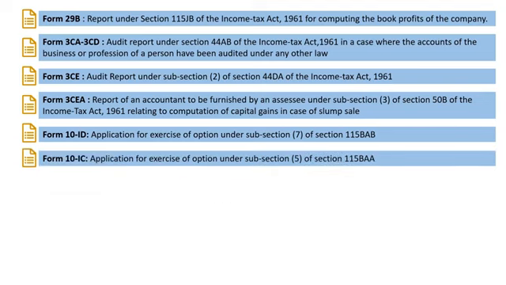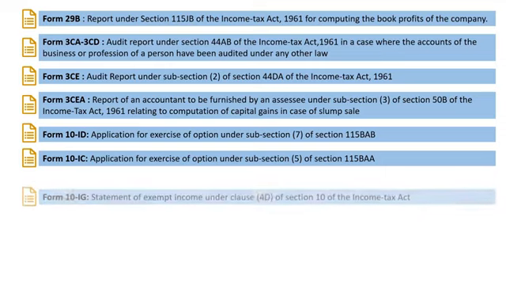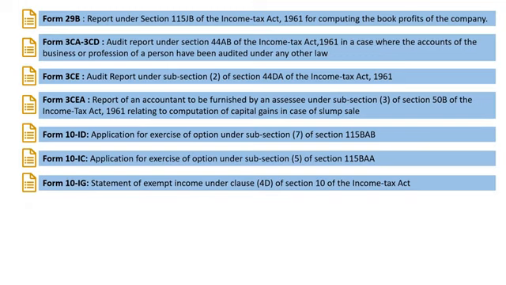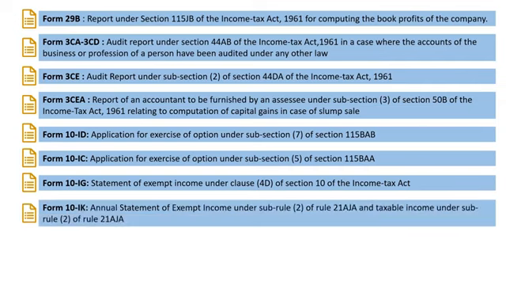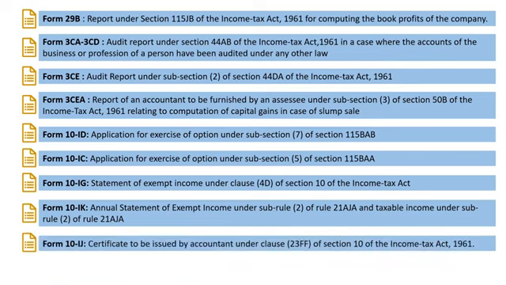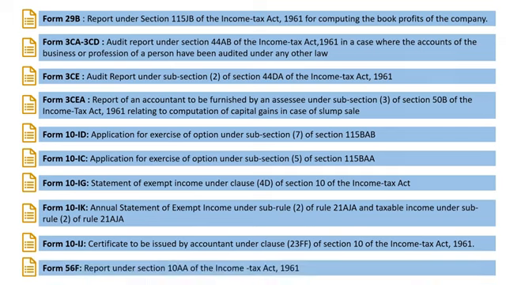Form 10IC, which is to be filed for applying for exercising an option under subsection 5 of Section 115BAA. Form 10IG, which is Statement of Exempt Income under Clause 4D of Section 10 of the Income Tax Act. Form 10IK, which is Annual Statement of Exempt Income under Subrule 2 of Rule 21AJA and taxable income under Subrule 2 of Rule 21AJAA. Form 10IJ, which is certificate to be issued by the accountant under Clause 23FF of Section 10 of the Income Tax Act. Form 56F, report under Section 10AA of the Income Tax Act.